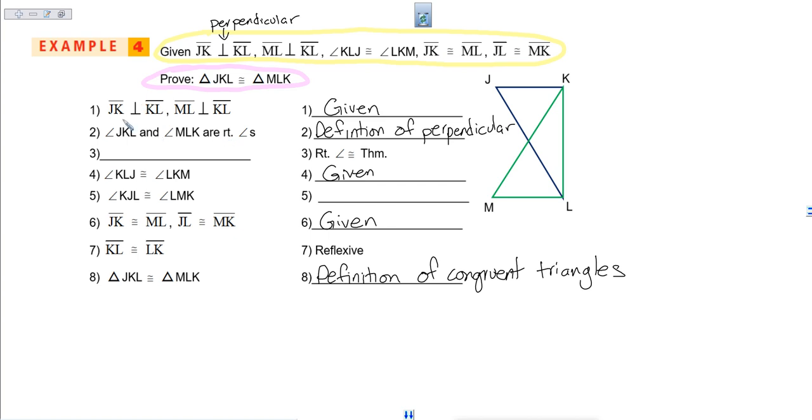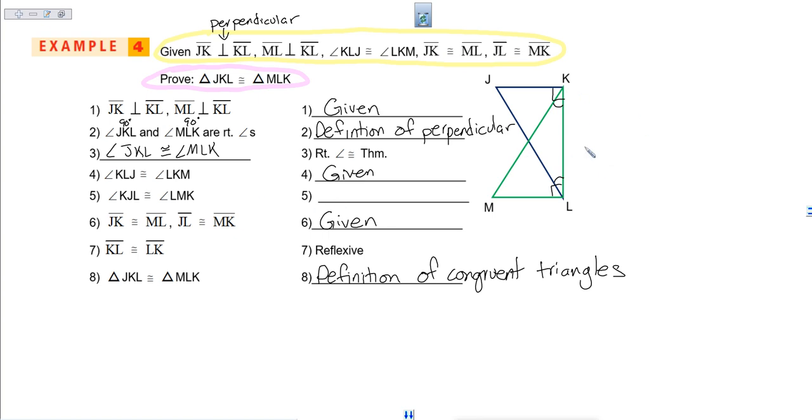Now, we know they're both 90 degrees. They are both right angles. So we use what we talked about in the last problem, that when you have two right angles, they're congruent to each other because of the right angles theorem. So angle JKL is congruent to angle MLK. So we have our right angles here in the corner, and we know that angle KLJ is congruent to angle LKM. Now, that was given to us. So that is this angle and this angle.